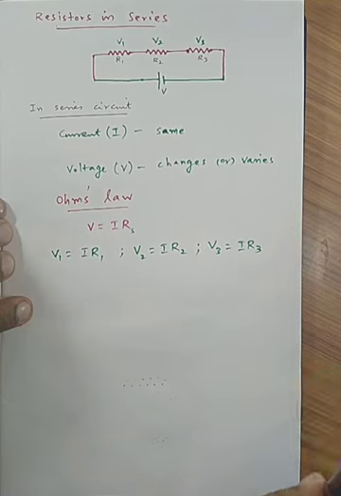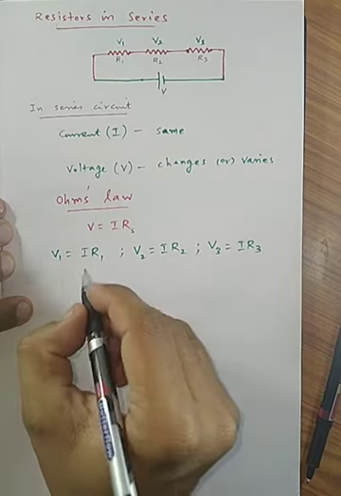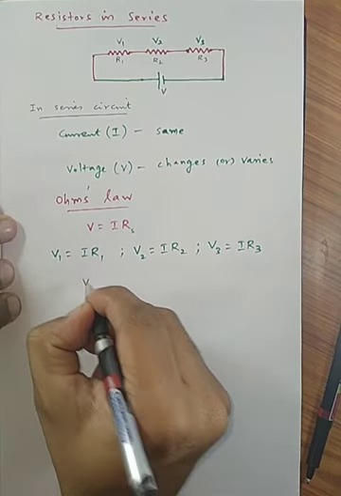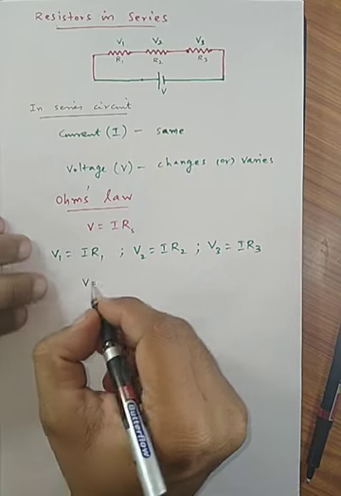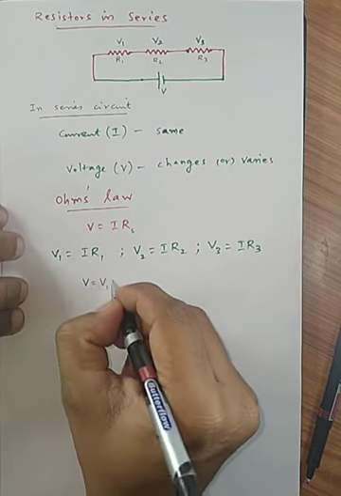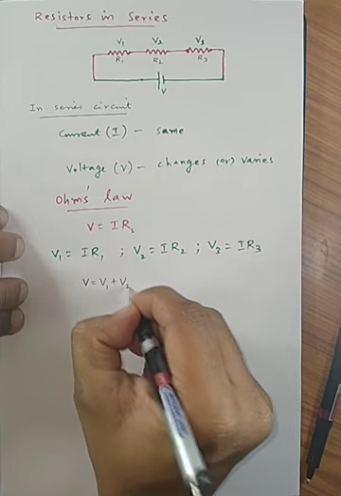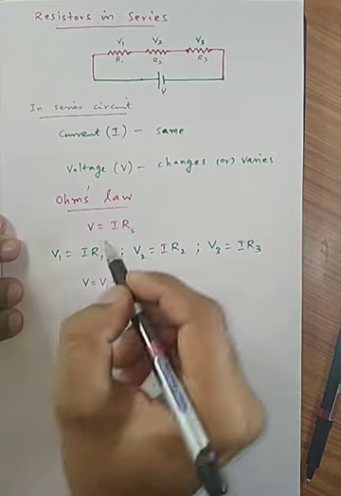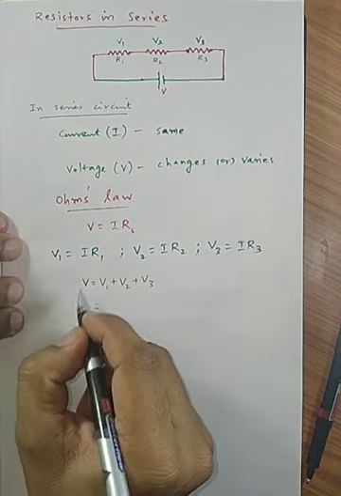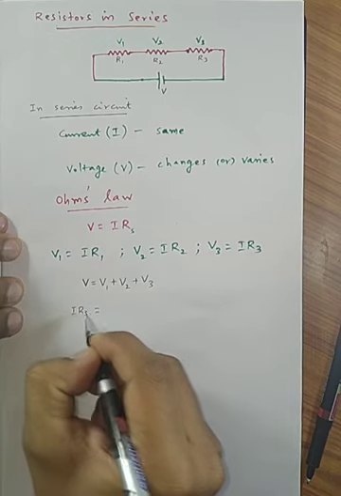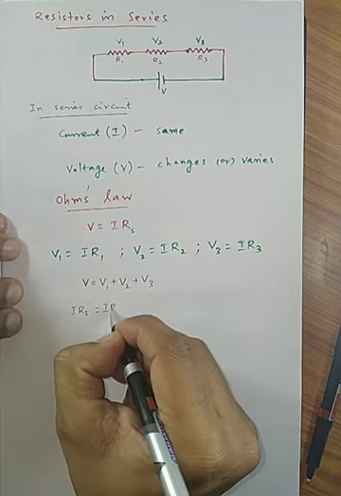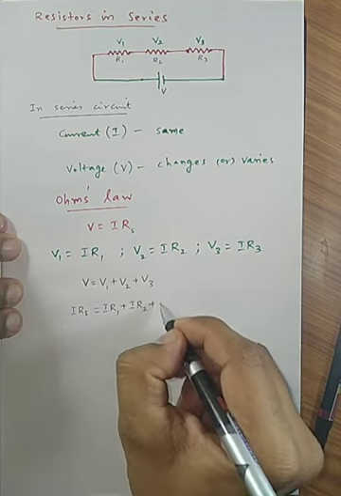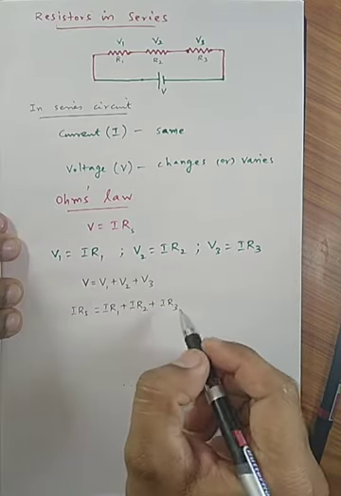Let's find out what will be the total voltage across this circuit. The total voltage across the circuit is obtained by adding the individual voltages, that is V1, V2 and V3. The sum of V1, V2, V3 will be equal to V. Then we know their values that I am going to substitute here. In the place of V I will write I RS. In the place of V1 I write I R1. In the place of V2 I write I R2. And in the place of V3 I write I R3 from the above equation.